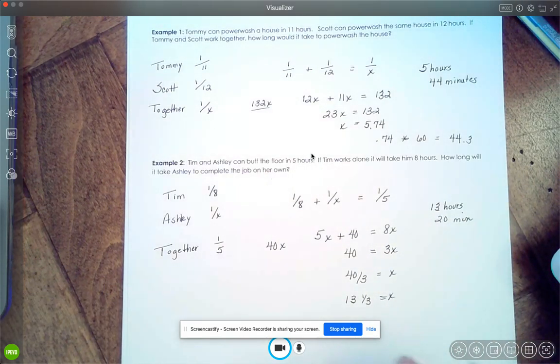And this is talking about time. Some things you may just have to leave as a decimal. If we're talking about days, I think you have one on your sheet where it's talking about days, just leave that as a decimal.